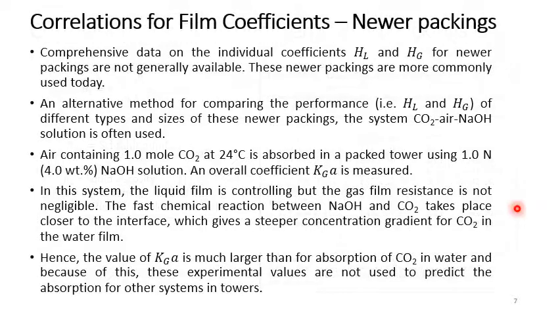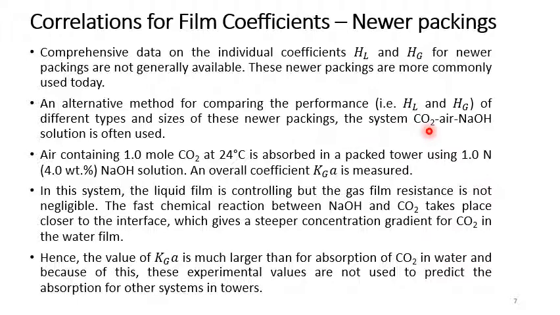So those in the previous slides are the correlations for film coefficients for old packings, the established packings such as Raschig rings and Berl saddles. But for newer packings, comprehensive data are not generally available, however the newer packings are the ones that are more commonly used nowadays. So as an alternative method to compare the performance of the different types and sizes of the newer packings, you need to have some correction factor.